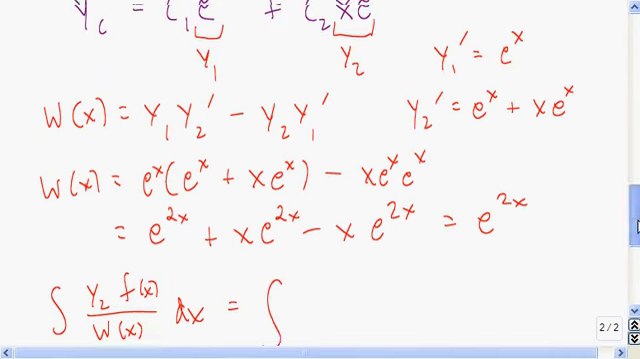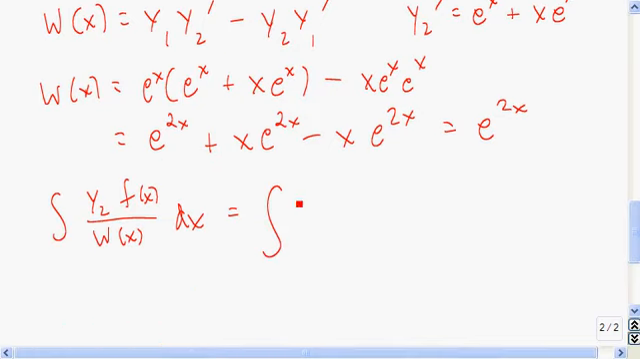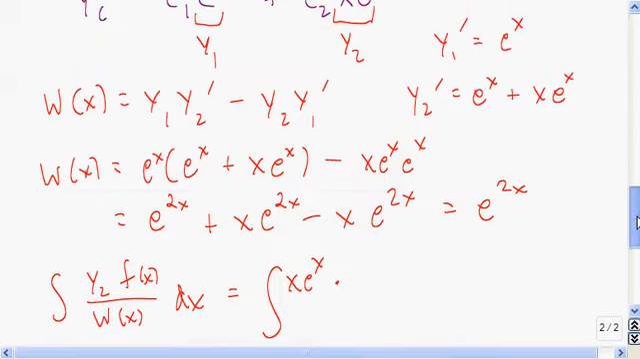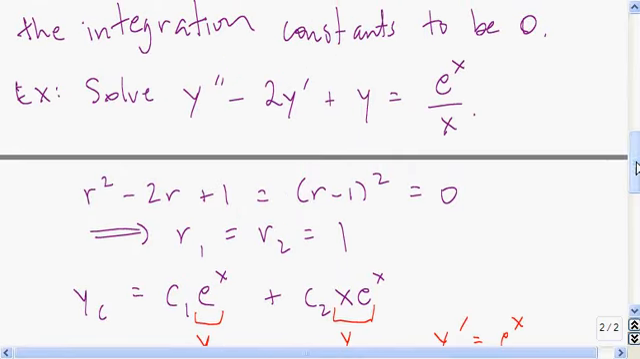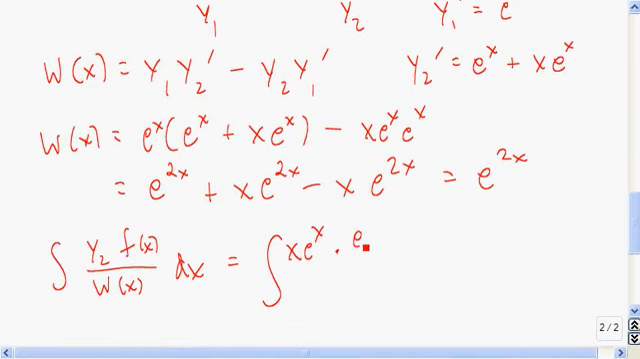So scrolling up here, y2 is x e to the x. Then the function, this guy right here, e to the x over x, and then divided by w of x dx. Okay, so we see we've got some canceling going on here.